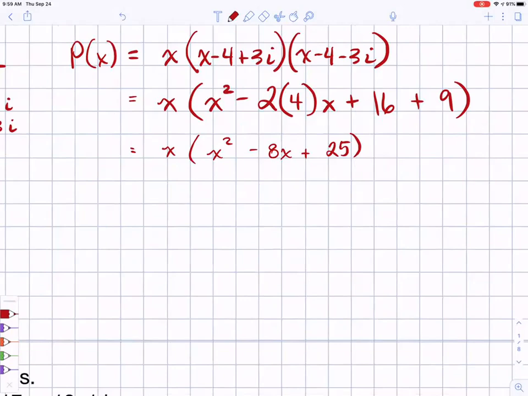And then the last step that we'll need to do is simply to distribute the x into all three of those. So we have x cubed minus 8x squared plus 25x. So as long as you know what little dude is, this isn't so bad, okay?